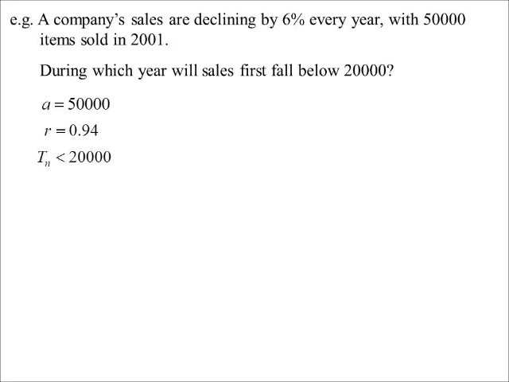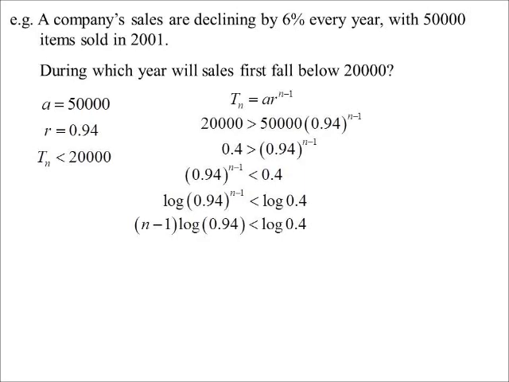So we want to know when is the first time the general term is less than 20,000. Yeah, 20,000. So ar^(n-1). So when is 20,000? Oh, I've just reversed the sign there. So greater than 50,000. We have an exponential to solve, so we'll log both sides and bring the power to the front. Now I'm dividing by the log of 0.94.